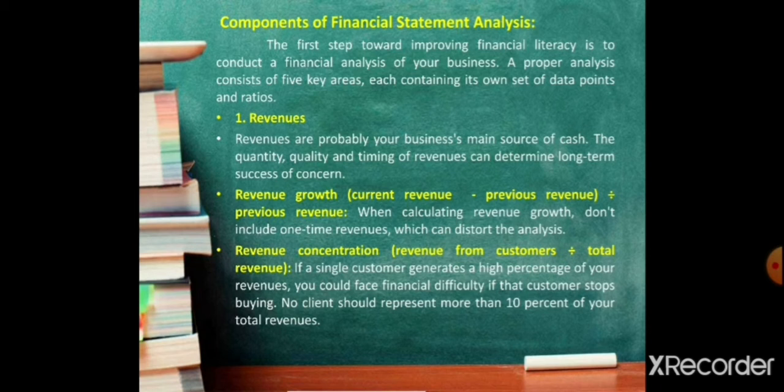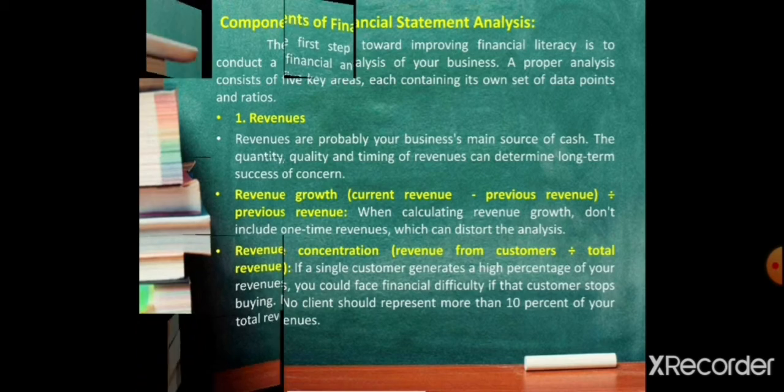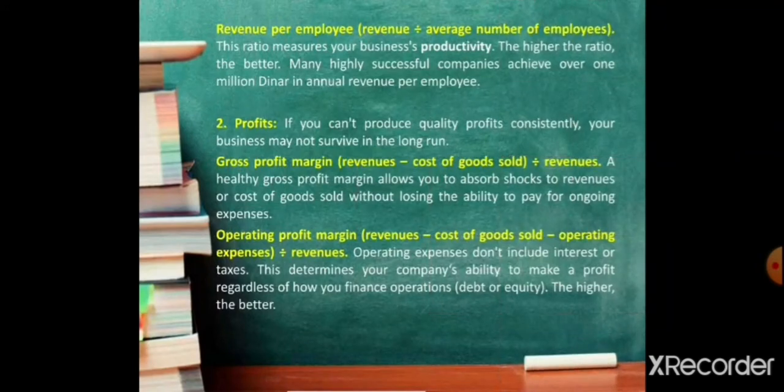Revenues are probably a business's main source of cash. The quantity, quality, and timing of revenue can determine the long-term success of the concern. Revenue is the main source of business. It determines the long-term success of the business. In revenue, there are also three components: revenue growth, revenue concentration, and revenue per employee.